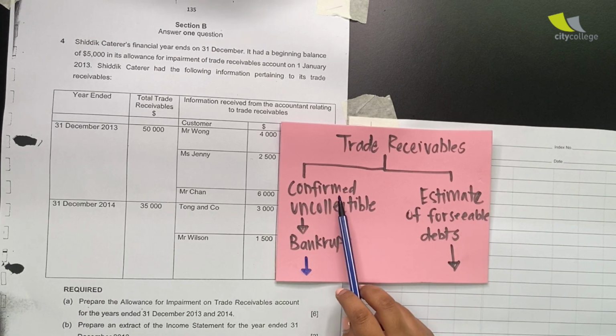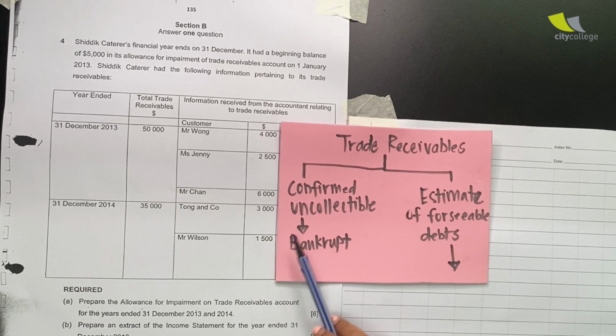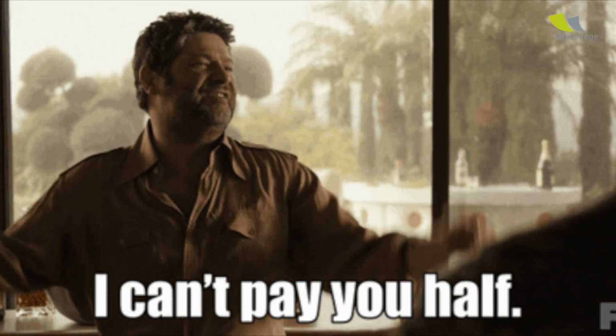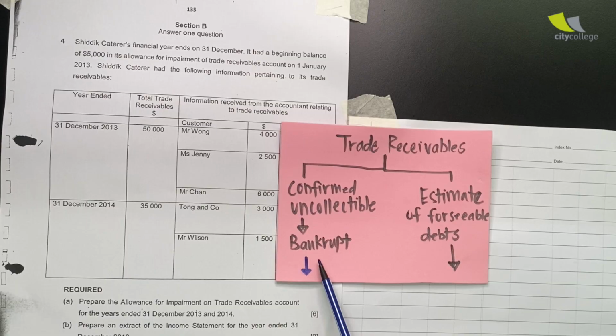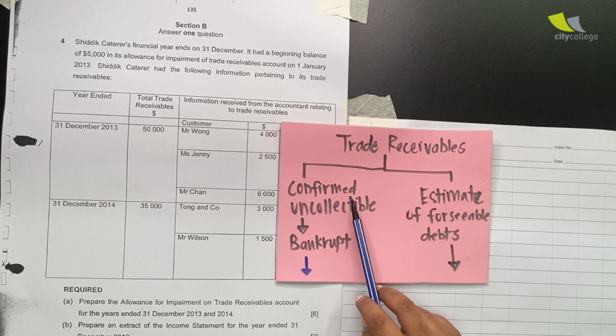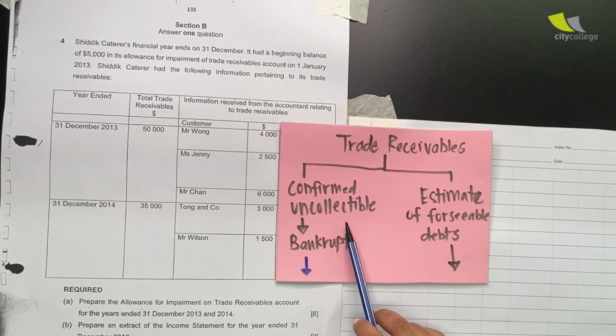The first type is the clearest scenario, where it is very clear that they cannot pay us back. One of the typical examples you will see in the O-level question is they will mention that the customer has gone bankrupt. So it is very certain that you cannot collect back money from them.